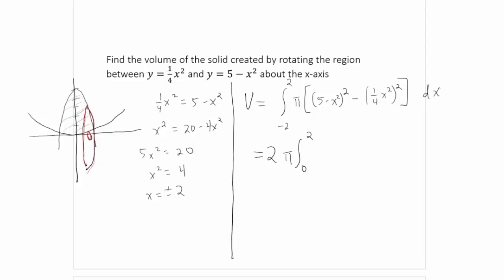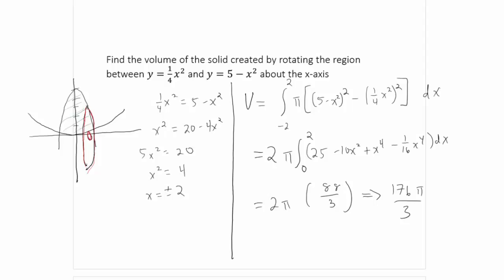And if I was going to do this by hand, I would start multiplying these out carefully. I would have 25 minus 10x squared plus x to the 4th minus 1/16 x to the 4th dx. And you know how to evaluate this integral. And so we would have 2 pi, and the integral ends up being 88 over 3. And so then I have 176 pi over 3 as the volume.